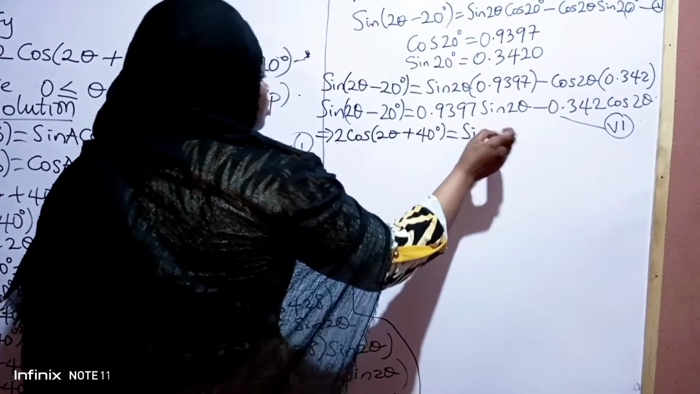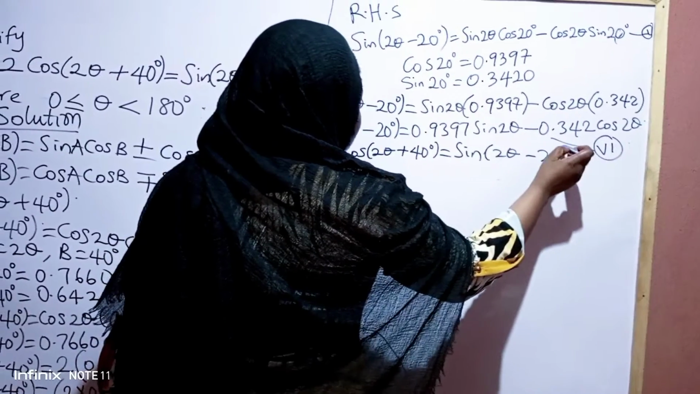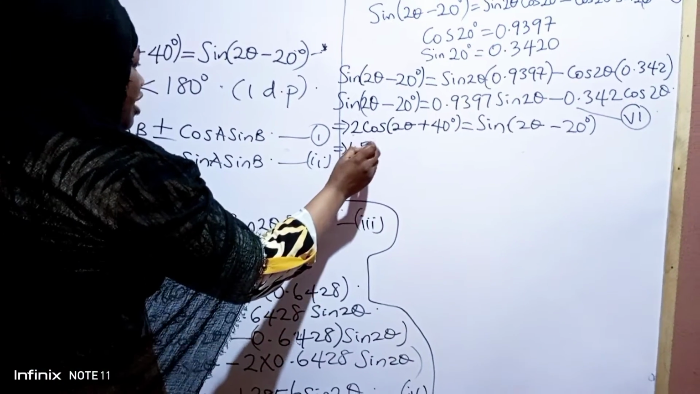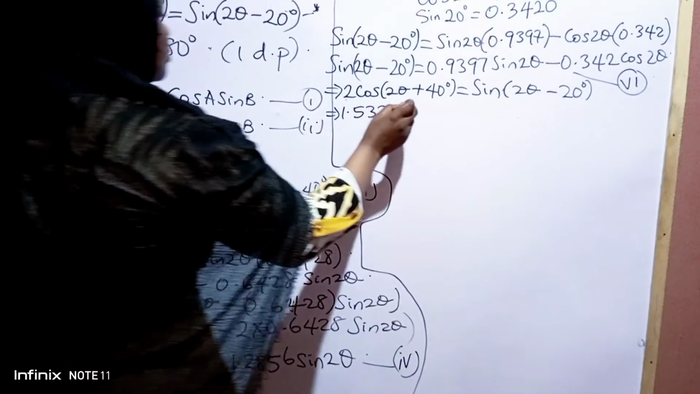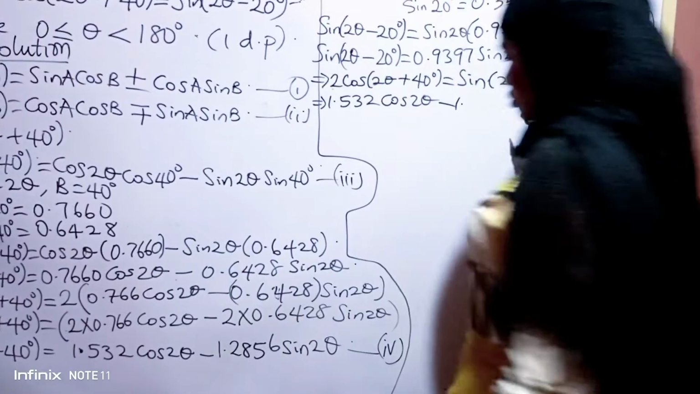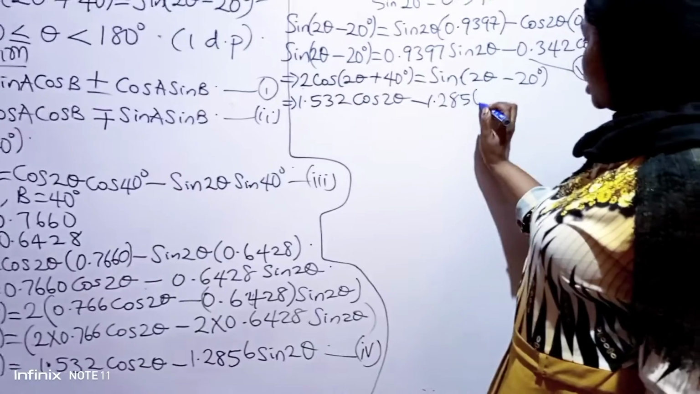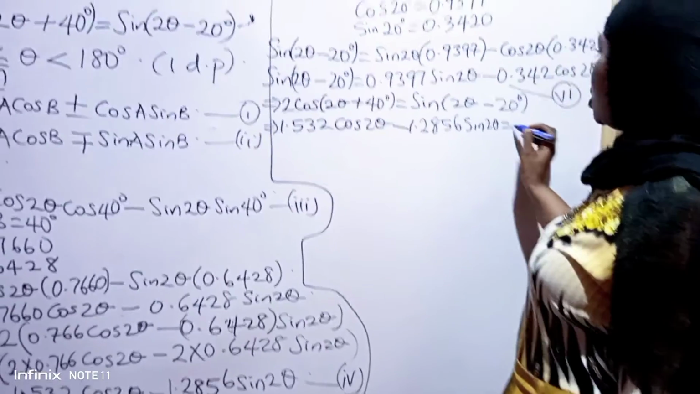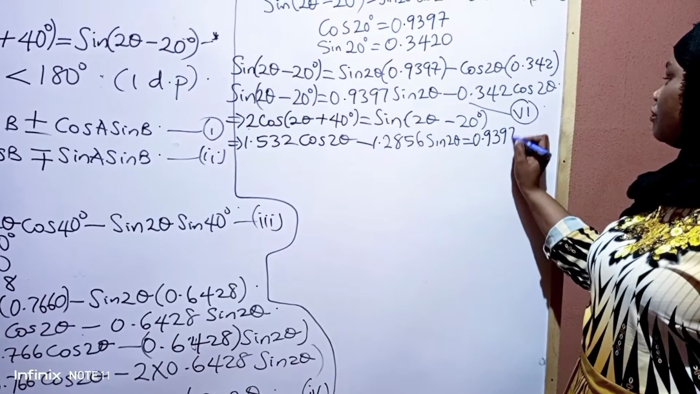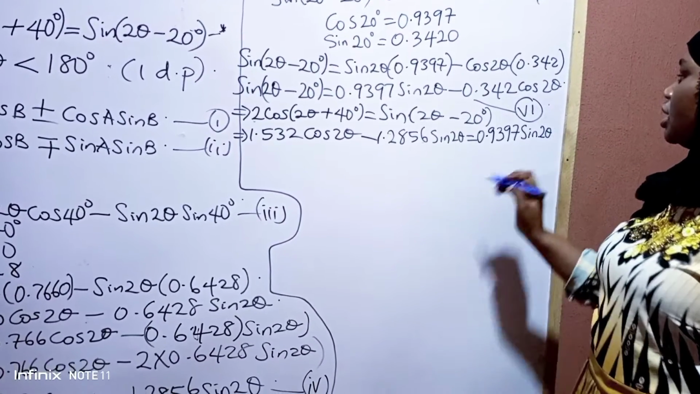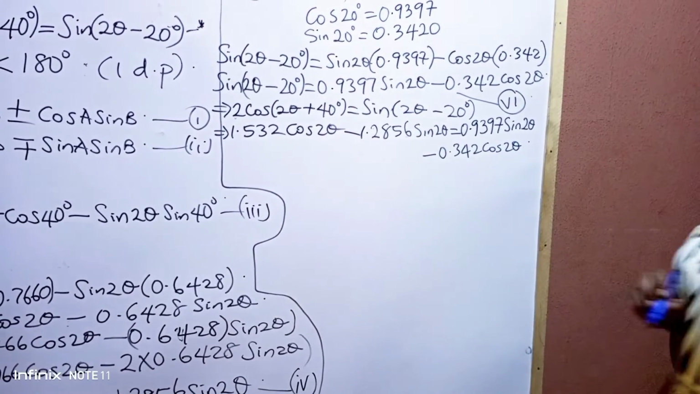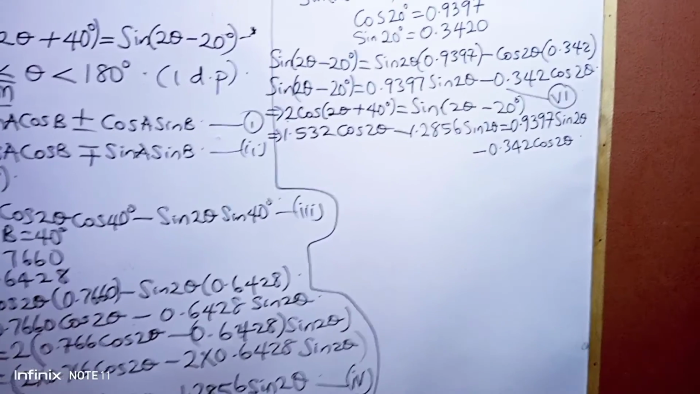Is equal to sine 2 theta minus 20 degrees. So I have 1.532 cos 2 theta minus 1.2856 sine 2 theta, which is equation 6, is equal to 0.9397 sine 2 theta minus 0.342 cos 2 theta. So from here, we can bring everything to one side.